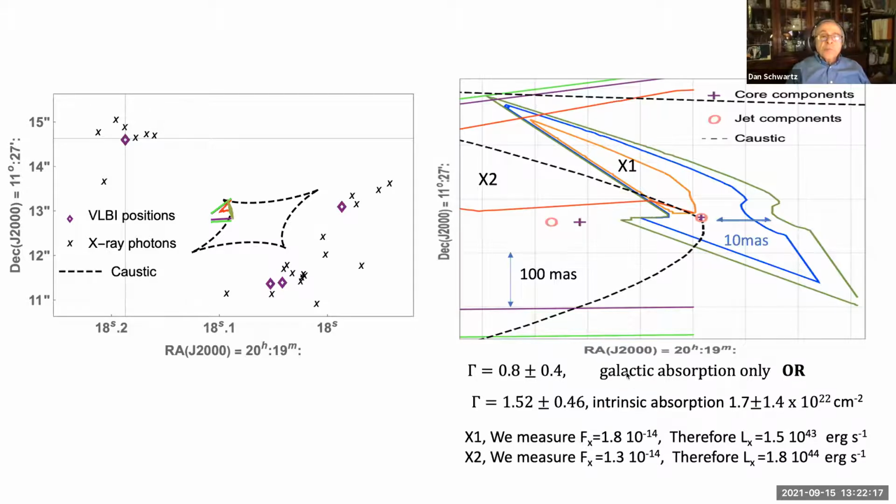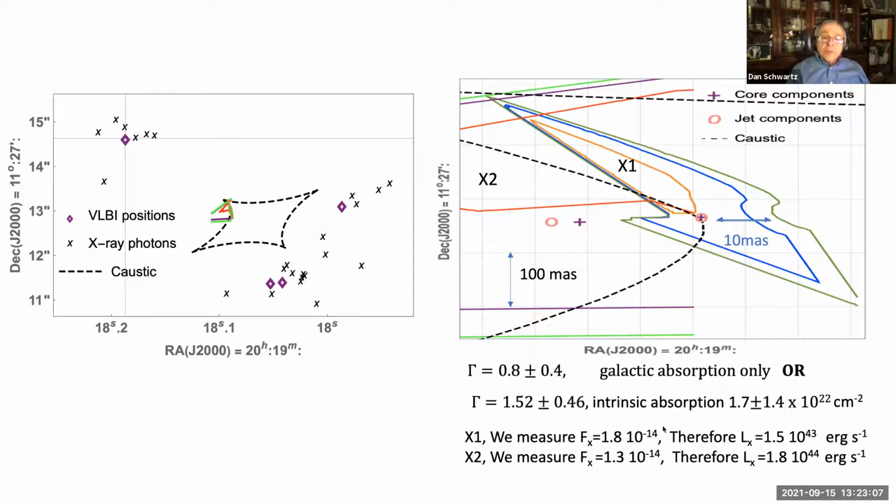We've measured the spectra for only 24 photons, and of course it's very imprecise, but assuming a power law with only galactic absorption, we get a photon index of 0.8, which would be very unusually flat. Or if we allow intrinsic absorption of 1.7 plus or minus 1.4 times 10 to the 22 per square centimeter, we get an index that's more like that typical of quasars. So this spectrum gives these fluxes, ergs per centimeter squared per second. So we measure for X1, 1.8, for X2, 1.3. This is in the measured 0.5 to 7 kilovolt band.